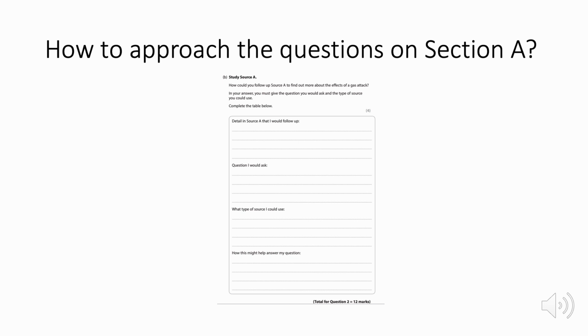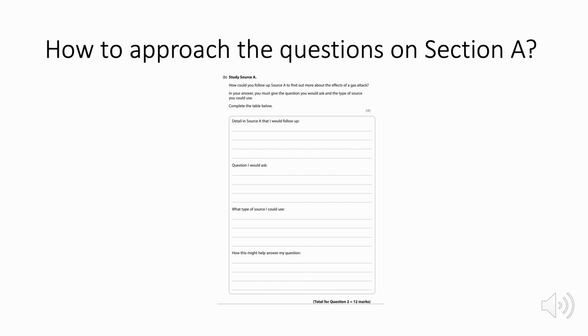For when it says what type of source I could use, for that part of this question, you want to be talking about the RAMC medical records or casualty clearance station records, something like that. All right. Don't say that you could use the other source that they give you. Don't just say a diary entry or a photo from the time. That's not specific enough. You need to give a specific source. If you were struggling, I would put down RAMC medical records, because for nearly every year that has been an acceptable answer. All right. So RAMC medical records.